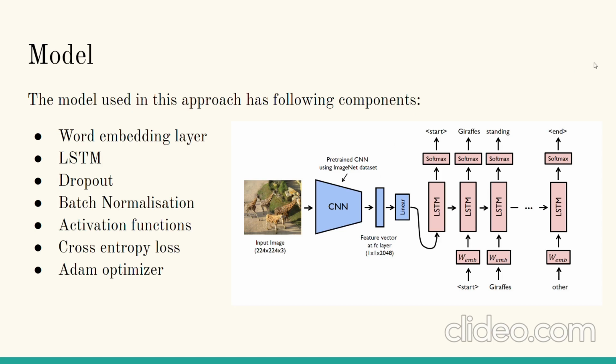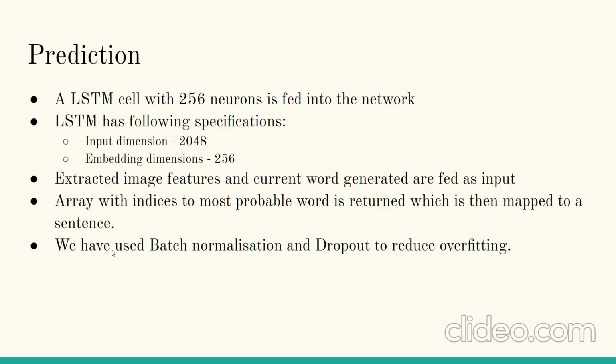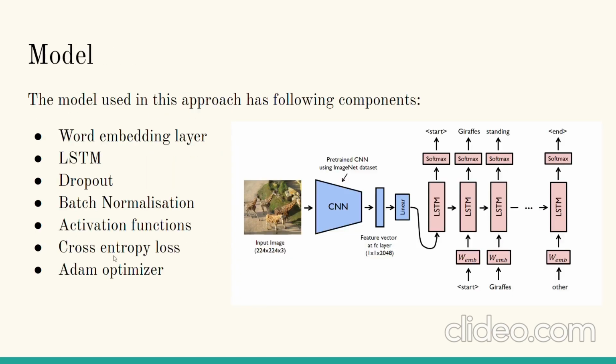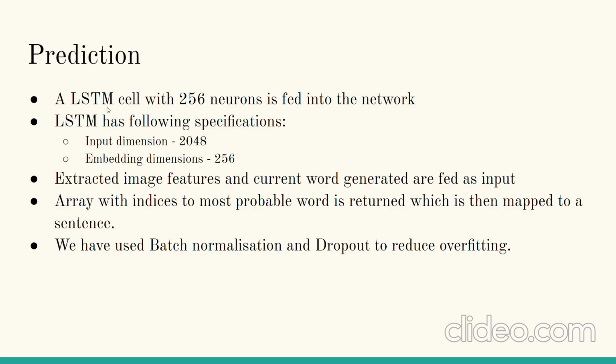So just for a quick recap, our model that we are using in this image captioning process has the following layers: word embedding layer, LSTM, dropout, batch normalization, activation functions, cross entropy loss, and Adam optimizer. We have discussed the word embedding layer and LSTM in previous slides. Dropout is used to prevent overfitting in the model, and similarly for normalization. Cross entropy loss is the loss that we are trying to minimize with the help of Adam optimizer. So let us move on to the prediction.